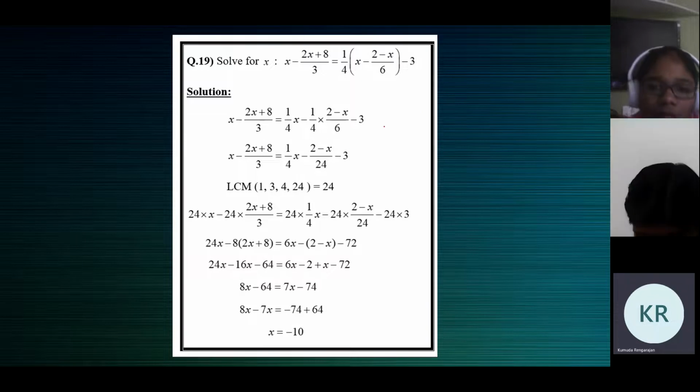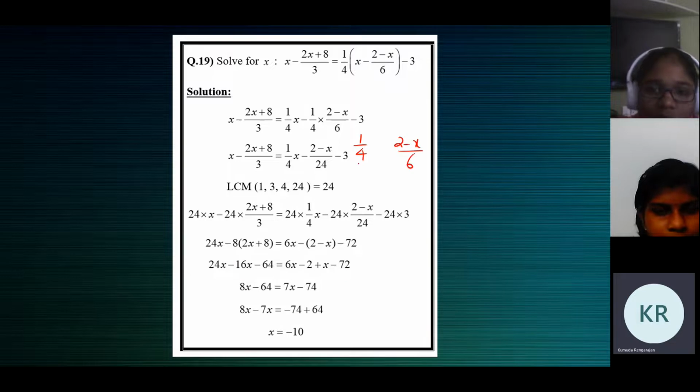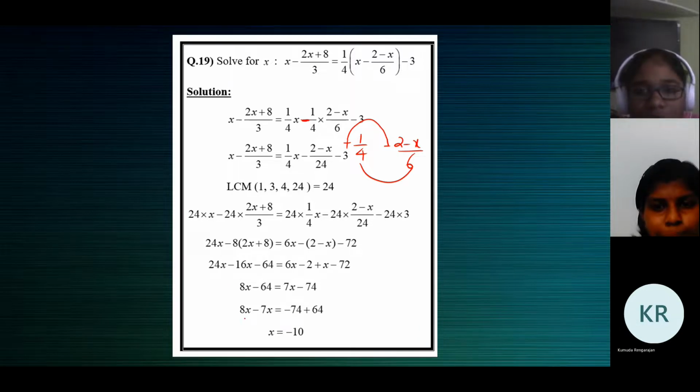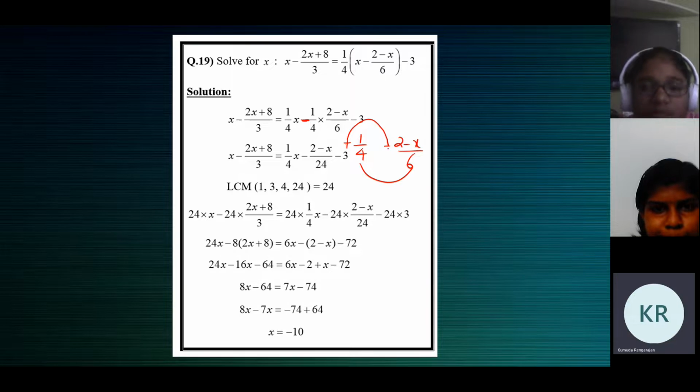How to put the sign? You are multiplying 1/4 and what are you multiplying? 2 minus x by 6. So you will multiply these two. What is the sign before 1/4? Plus. What's the sign before this? Minus. So plus into minus, minus. When you're multiplying the terms, you should multiply their signs first. Plus into minus, minus. Then we are multiplying 1 by 4. So here 1 by 4 and 2 minus x by 6.